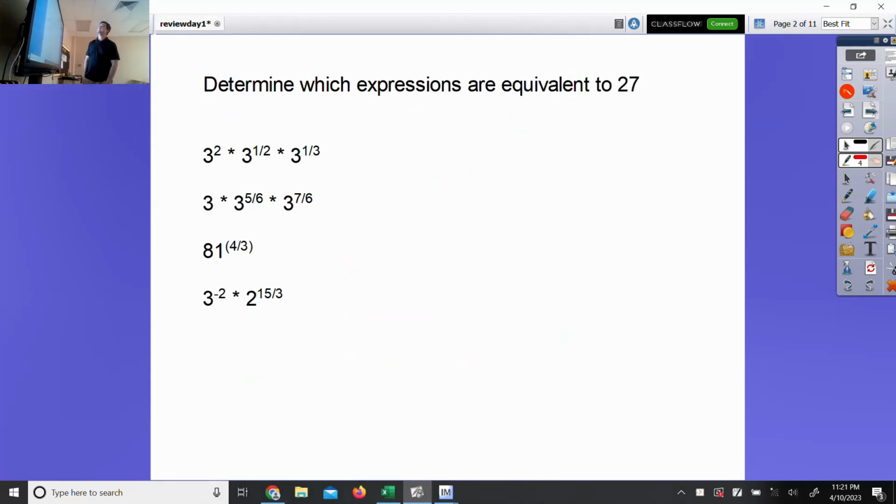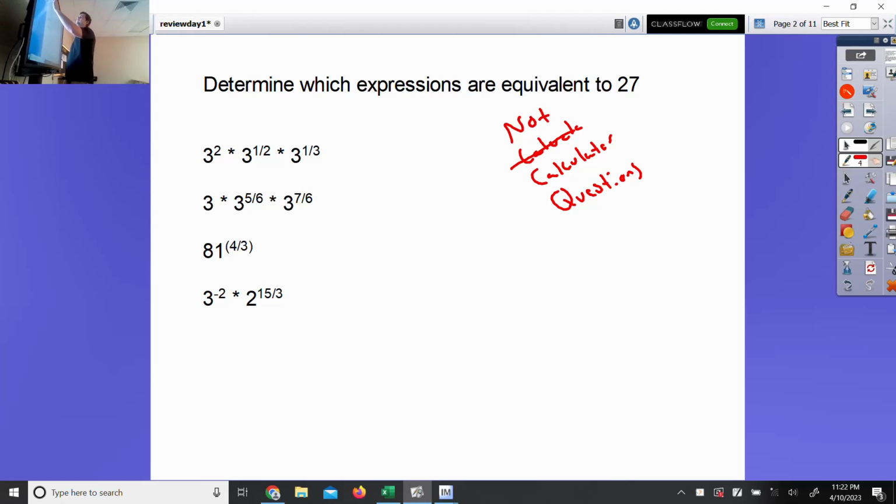So that ought to be easy. Determine which expressions are equivalent to 27. Now, questions like this are not supposed to be on the calculator part of your EOC. These are not calculator questions, plain and simple. I can't even spell calculator, I'm so tired. These are not calculator questions. So equivalent 27. All right, so what they're relying on you is to remember your little rule about x to the a times x to the b is where we add exponents.